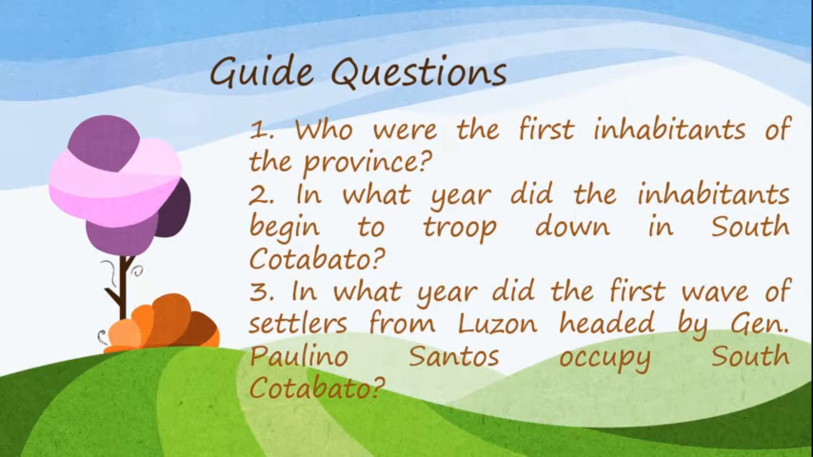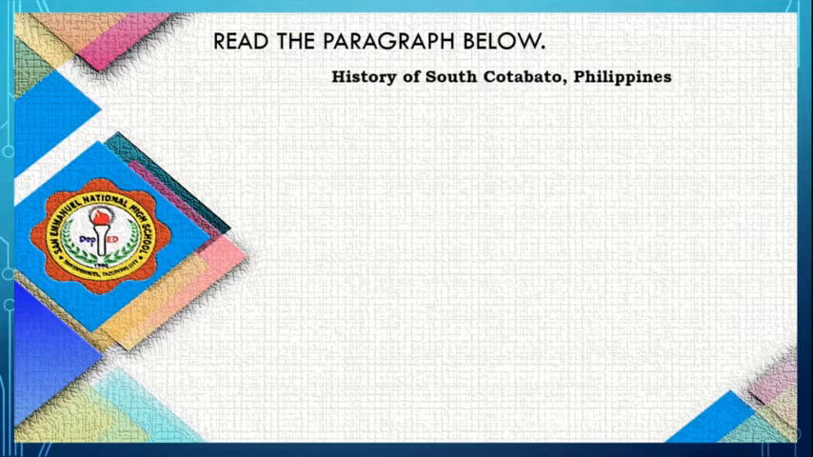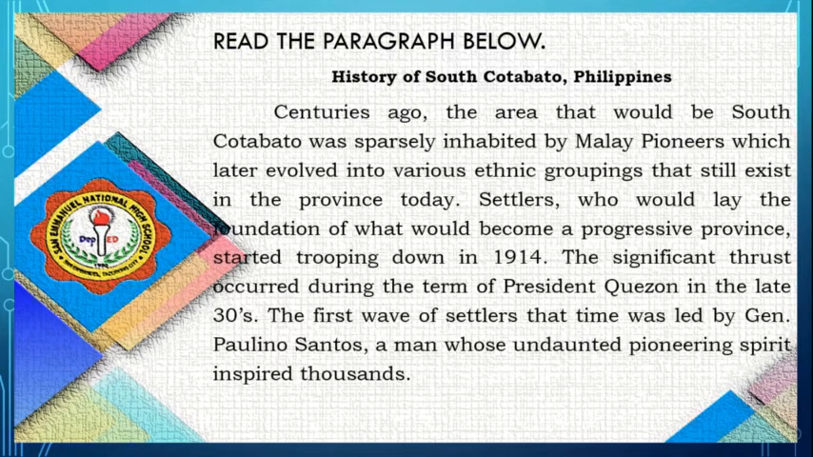Before reading the next text, you are to answer the following questions. Take note of this on your assessment notebooks. The history of South Cotabato, Philippines. Centuries ago, the area that would be South Cotabato was sparsely inhabited by Malay pioneers, which later evolved into various ethnic groupings that still exist in the province today. Settlers who would lay the foundation of what would become a progressive province started trooping down in 1914.